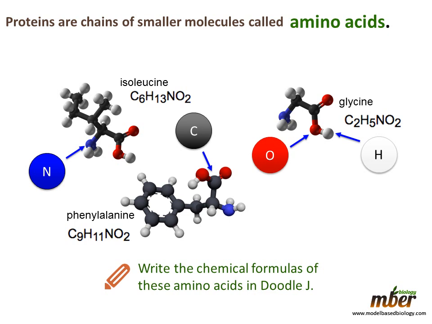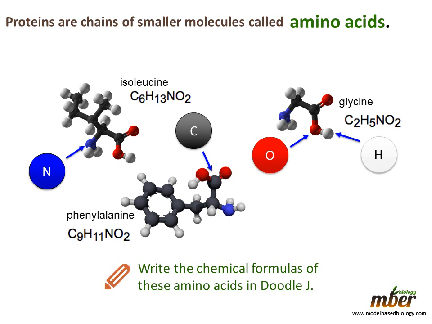Alright, so go ahead and put in these chemical formulas. I should go ahead and pronounce them though. So that first one up there is isoleucine. Kind of a fun word to say, isoleucine. The second one is the most fun to say, phenylalanine. Phenylalanine. And then your last one, how do you think that gets pronounced?